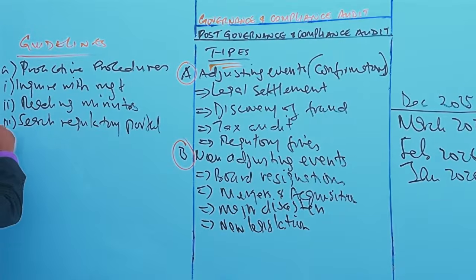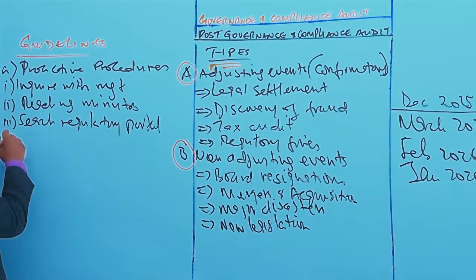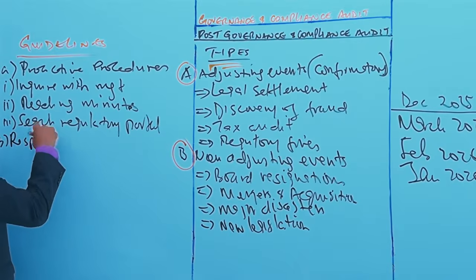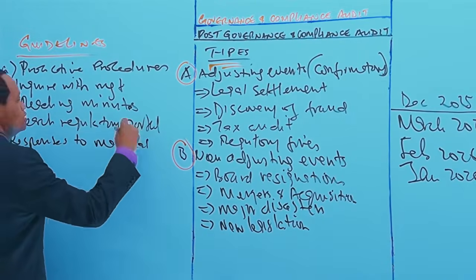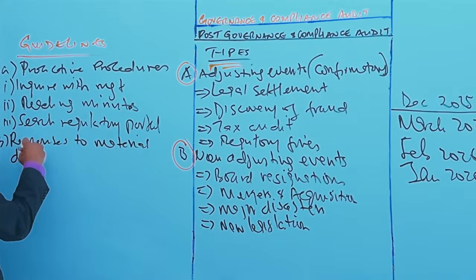Then, of course, there is number 2, responses to material deviations.